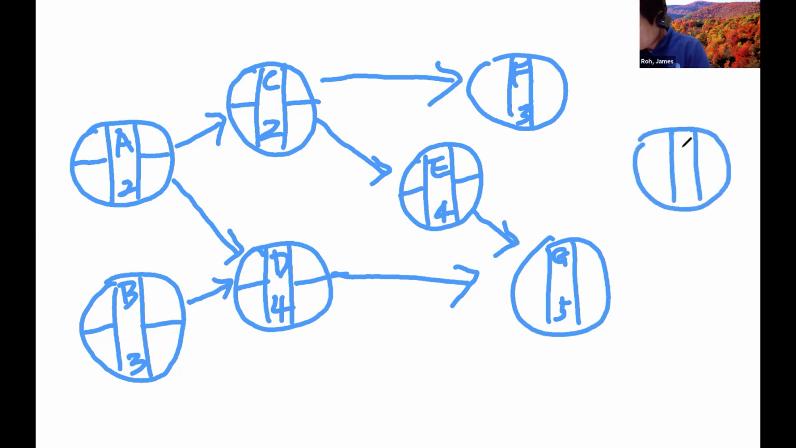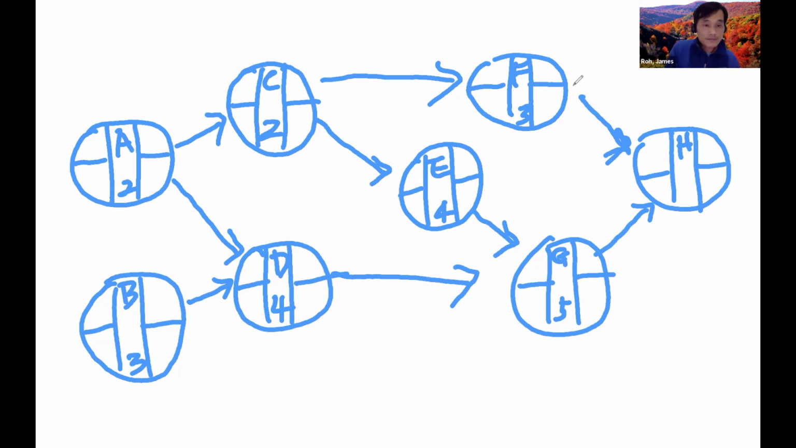So H is here. And F and G. And H takes 2 weeks, right? 2 weeks. Okay, now I'm ready to work on the forward method first.